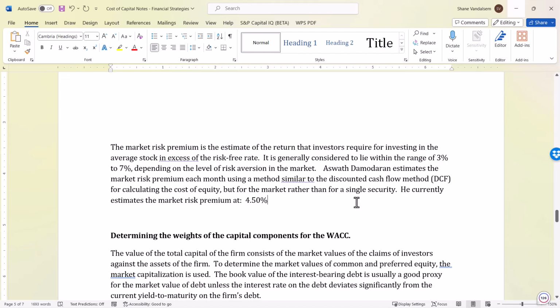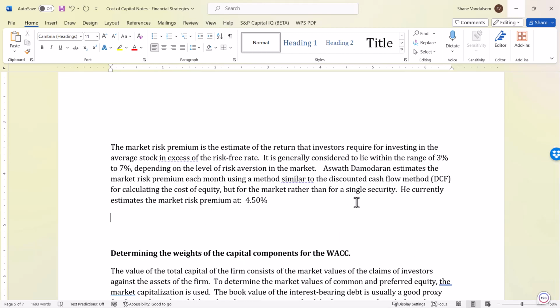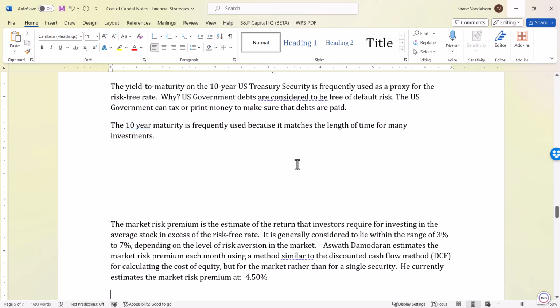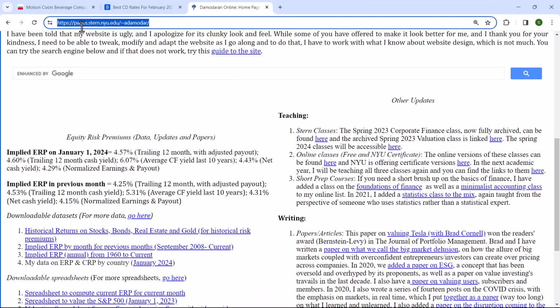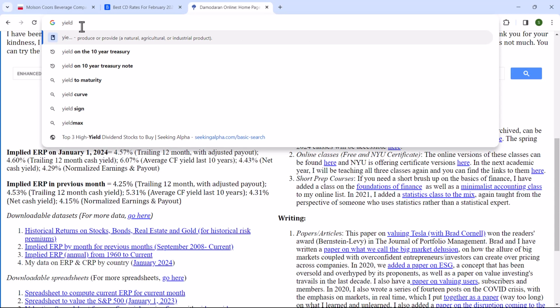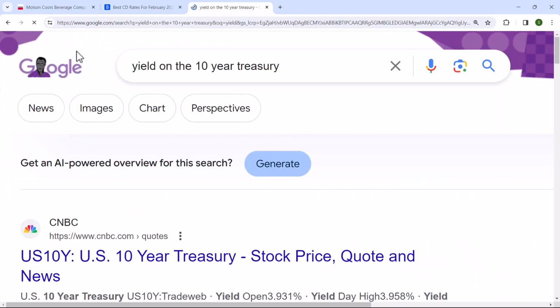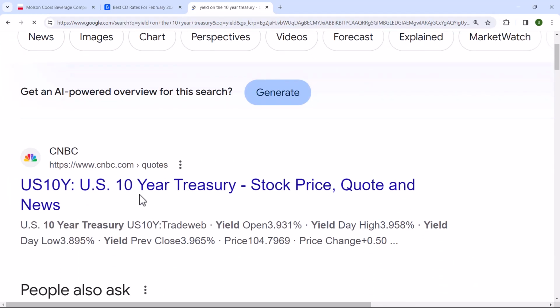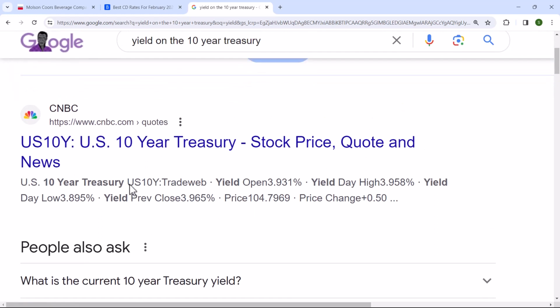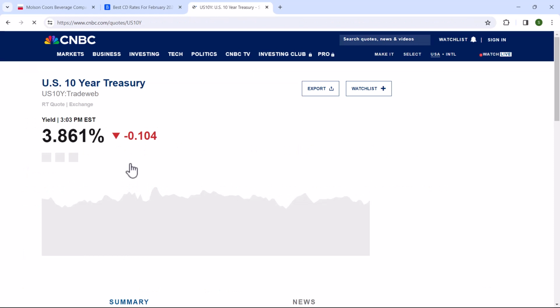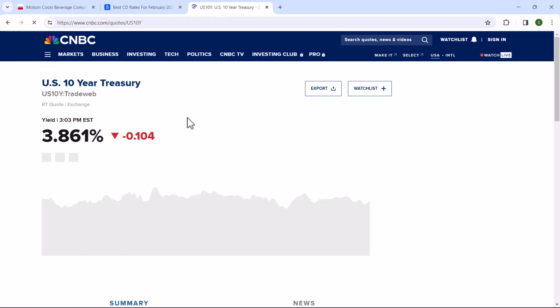Finally, we need to know what the yield on the 10-year U.S. Treasury is to get that risk-free rate. And so we'll go ahead and look that up as well. So the yield on the 10-year U.S. Treasury currently is 3.86. We'll just use 3.86%.